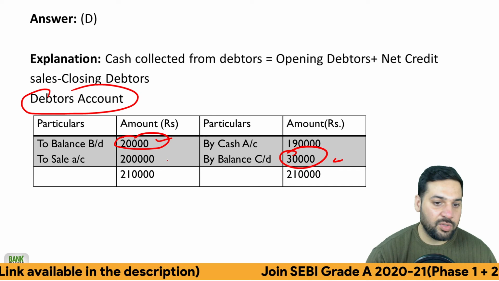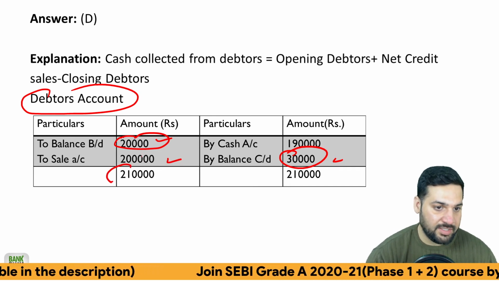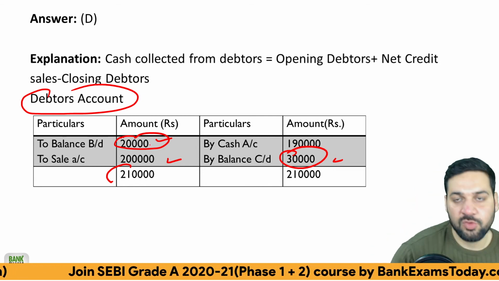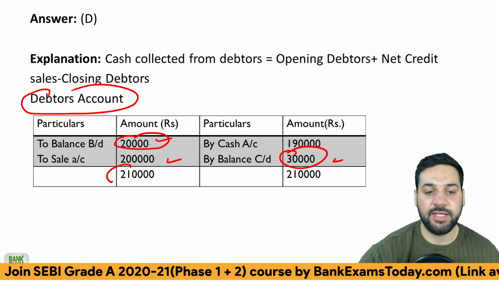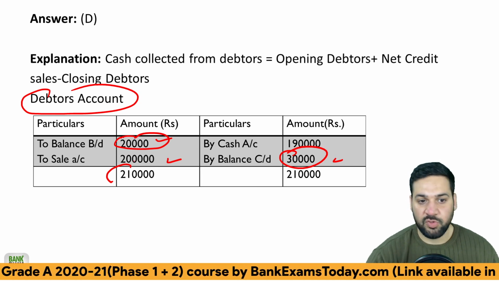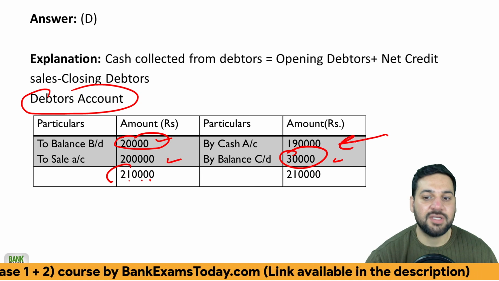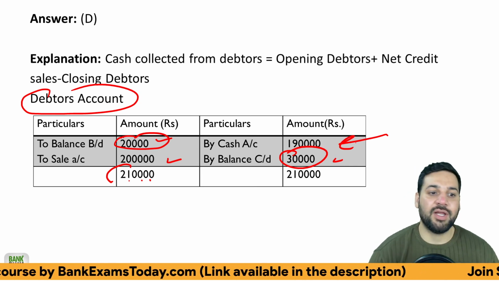This is the sales, 2 lakh, during the year. So that means what? You need to balance it. You might have made that equation. So simply, what you need to do is 2 lakh 10,000 minus 30,000, 1 lakh and 90,000 of cash you received, right? That's how an account is made.